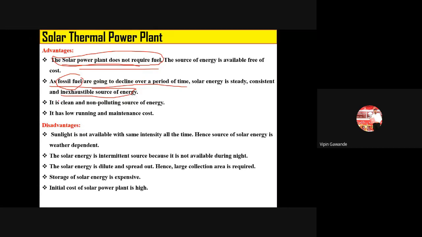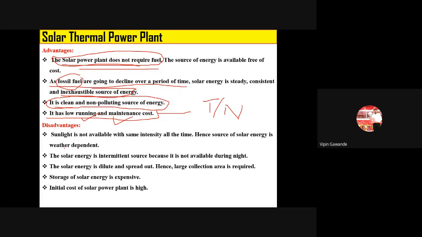Now it is clean and non-polluting, while thermal and radioactive material are polluting sources of energy. It has low running and maintenance cost, while thermal and nuclear plants require high maintenance and running cost. Okay, what are the disadvantages of this solar thermal power plant?